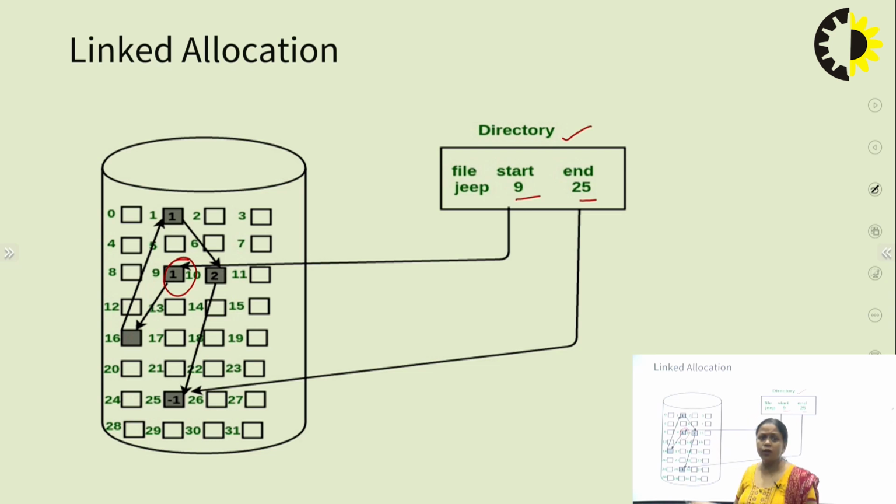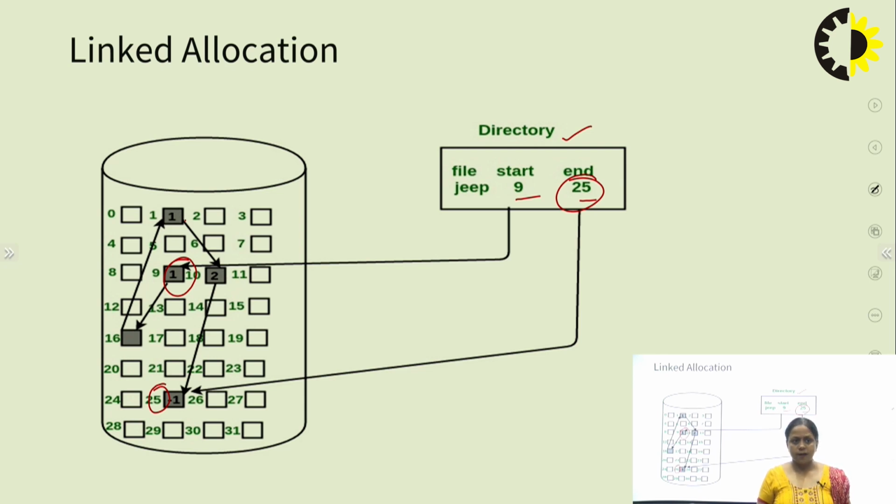The another part of the file is stored in the one block, and so again one block will have a pointer for the second block, and the second block will have the pointer for the 25th block. Okay, so this is the end block which is stored in the directory. This information is stored in the directory itself. So in this case, we have pointers so that the data is stored non-contiguously.